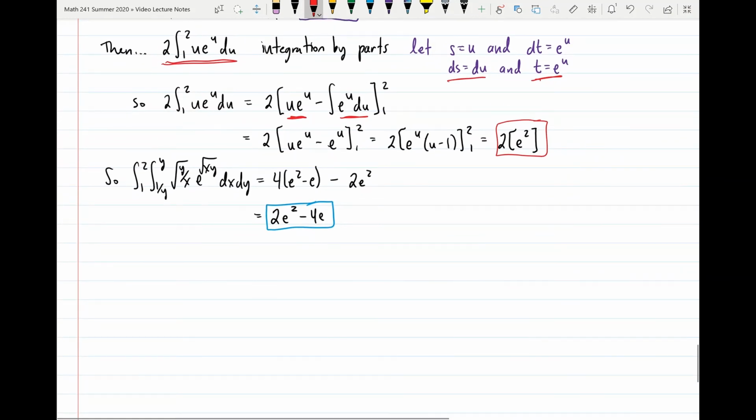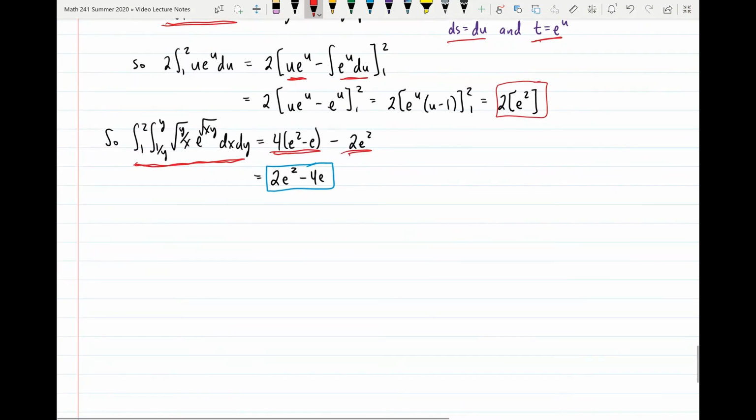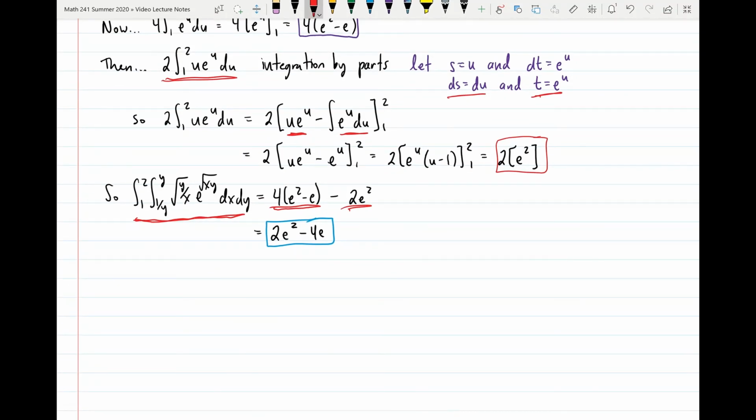And so ultimately, this original monstrous looking double integral that we have right here, after we do the substitution, turns into an integral that we can actually evaluate pretty comfortably. And we get this 4 times e squared minus e minus 2e squared. And then simplifying a little bit, we get down to 2e squared minus 4 times e. And so that would be the value for this original definite integral.